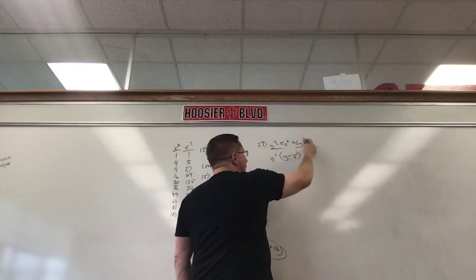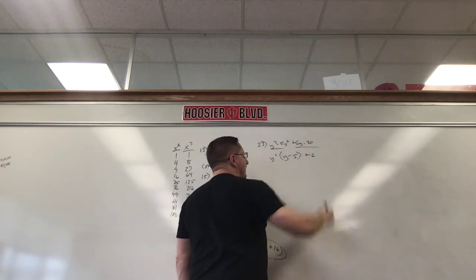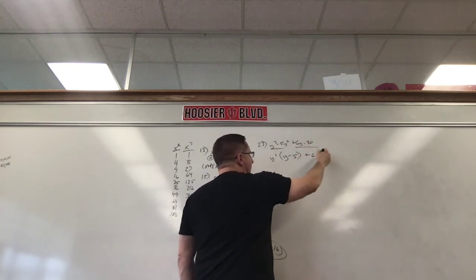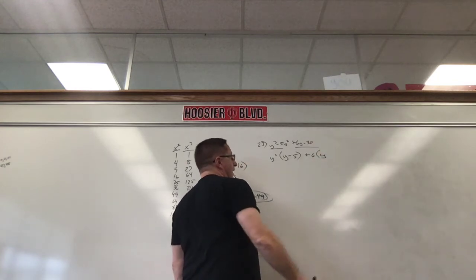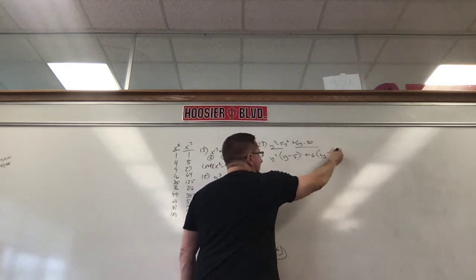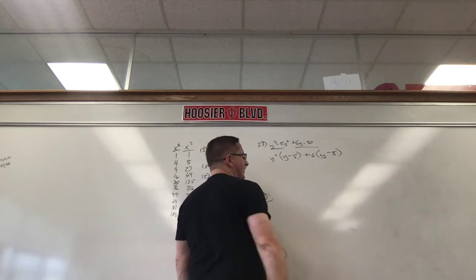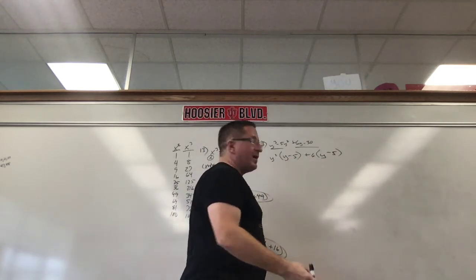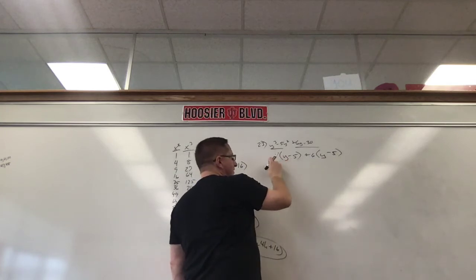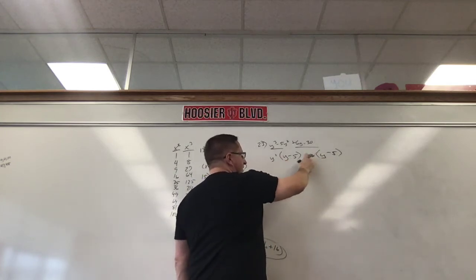What can I factor out of this? Positive 6. Times what is 6y? Ly minus 6 times 5 is 30. Now look what we got here. We got a y minus 5 and we have a y minus 5. What's in the parentheses is the same. How many y minus 5s do we have here? Y squared. How many of them here? 6. So put them together.